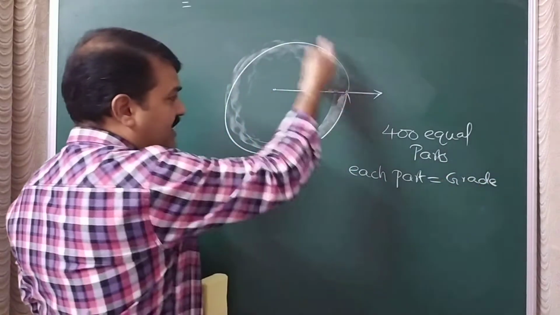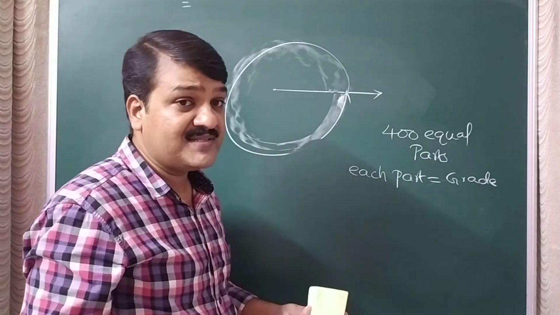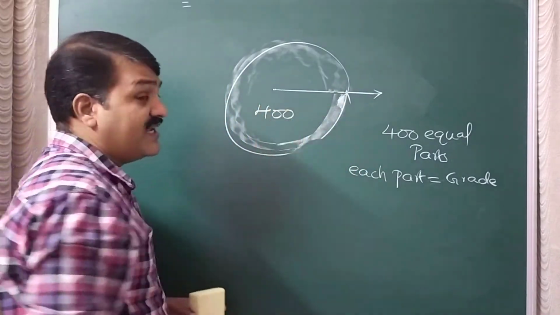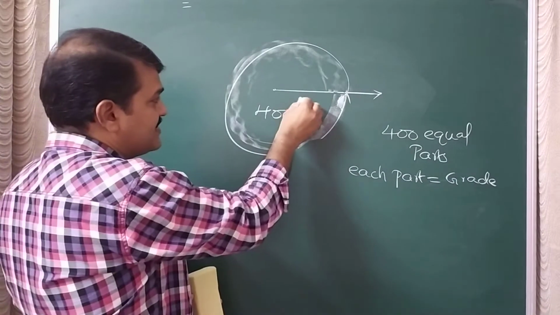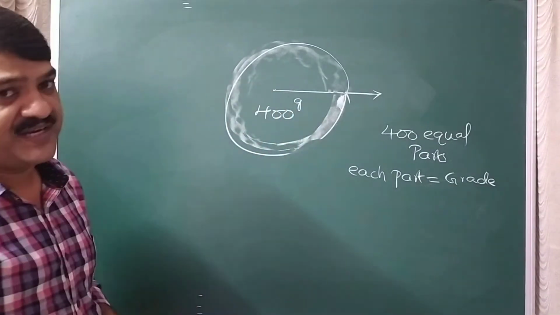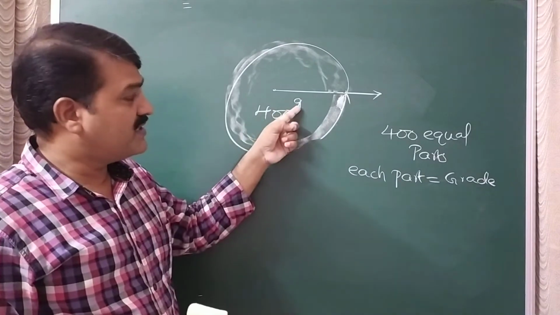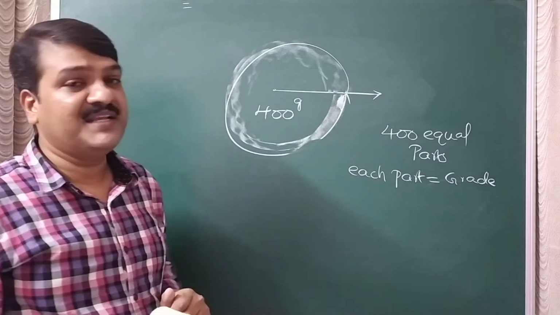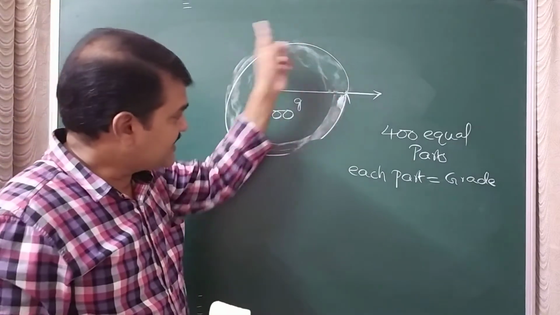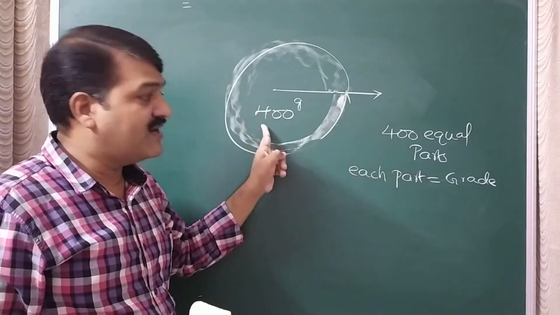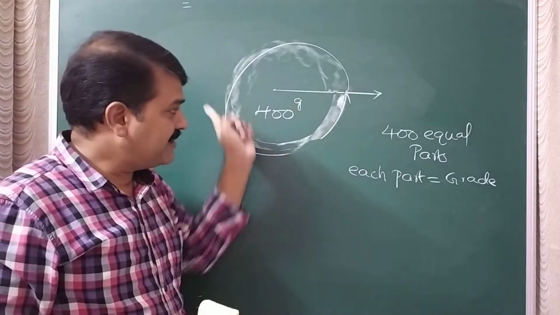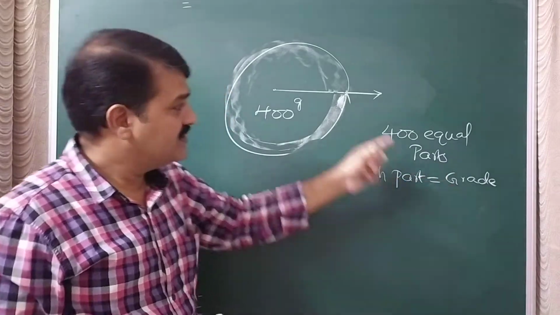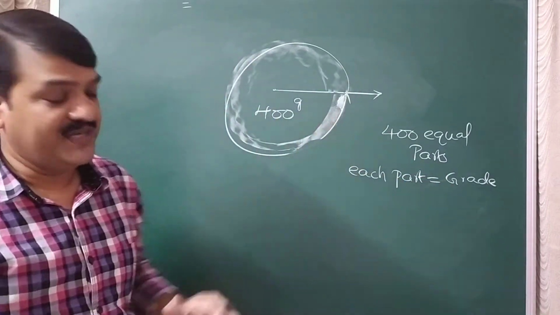So how many grades does the complete cycle have? This complete cycle has 400 grades, and this is the symbol we use for representing grades: in the superscript you write a small g. The complete cycle has 400 grades because it is divided into 400 equal parts and each part is called a grade.